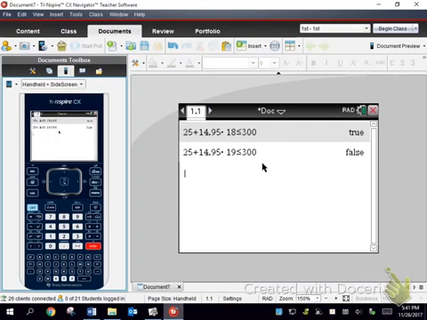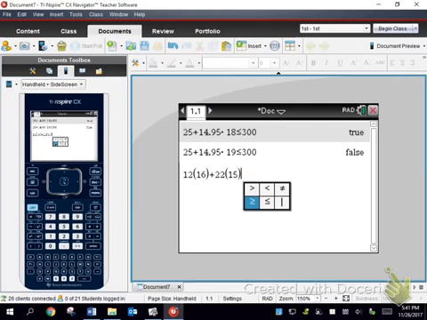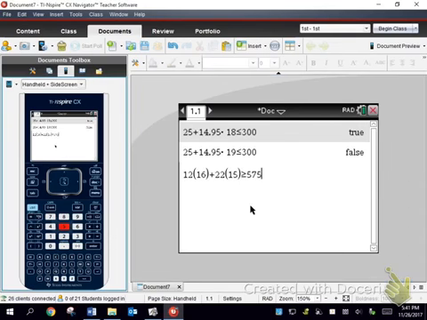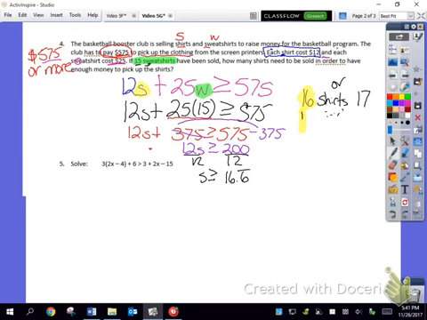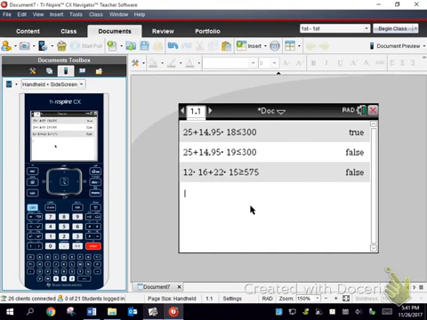Okay, so you've got 12, and then parentheses 16, close parentheses, plus 25, parentheses, we sold 15 of the sweatshirts, and then we use the greater than or equal to symbol, 575, and then enter. That is false. So if I get 16, I will not have enough money. So 16 won't work, so let's try 17. So hit the up arrow button, hit enter, scroll over, and I'm going to change the 16 to a 17, hit enter.